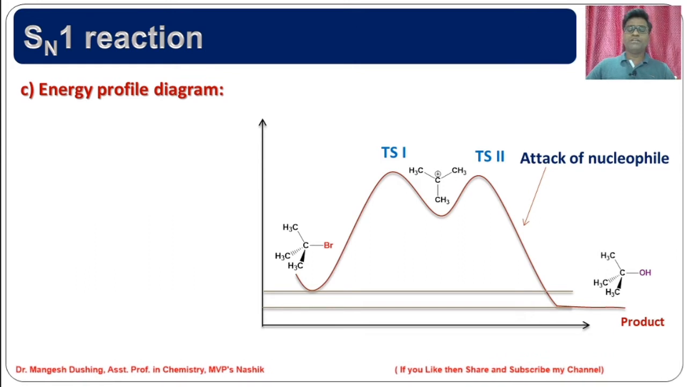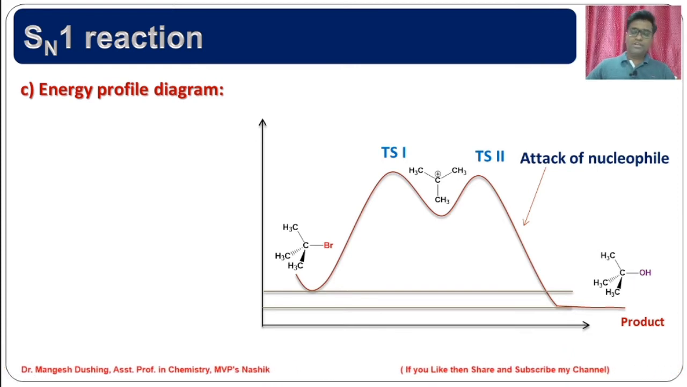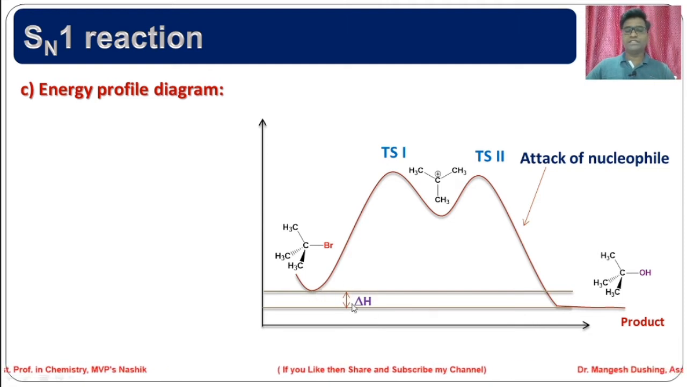Then the C-Br bond will break, we will get a carbocation. Carbocation is quite stable, so energy is a little bit less. Again the nucleophile starts attacking this carbocation, energy rises. So, here some percentage of bond forms. Then as the bond forms, the compound becomes more and more stable. So, at the end we will get a product, that is tertiary butyl alcohol. In this case the energy gap between starting material and product, that is the enthalpy of the reaction, is shown with delta H.